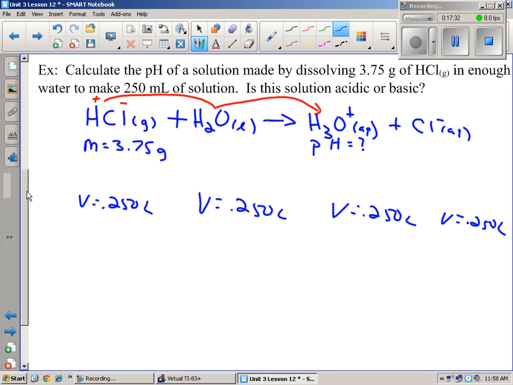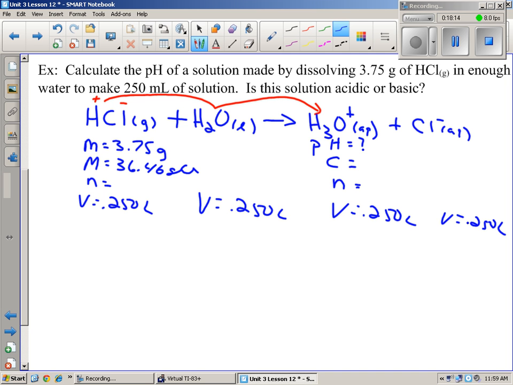Then I think to myself, if I want the pH, what do I need to know? Concentration. So maybe I should find the concentration of this. If I want to know the concentration, what else do I need to know? N, moles, and V, of course. And I already got V. So I need to find N somehow. What other information do I have here? I got mass. I could use the molar mass to find N. So 36.46 grams per mole there.